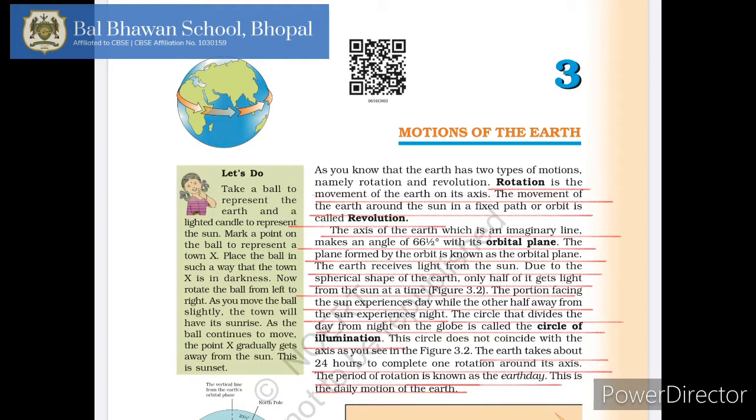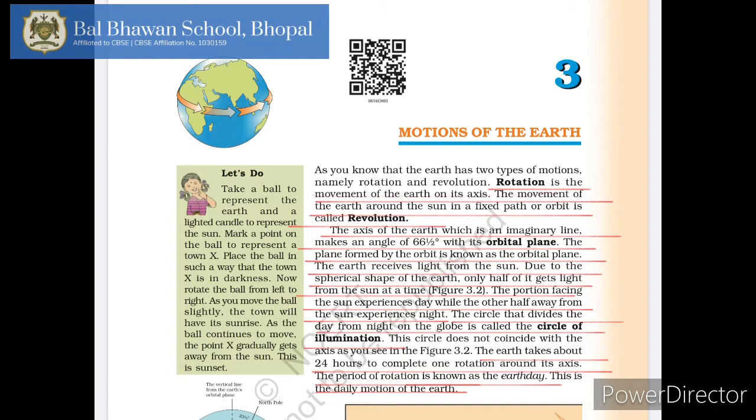The earth receives light from the sun. Due to the spherical shape of the earth, only half of it gets the light from the sun at a time. So this entire paragraph is important, so I'm just reading it and you underline, listening to me. The portion facing the sun experiences day while the other half away from the sun experiences night. The circle that divides the day from night on the globe is called the circle of illumination.